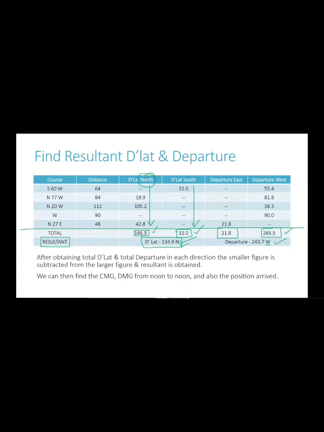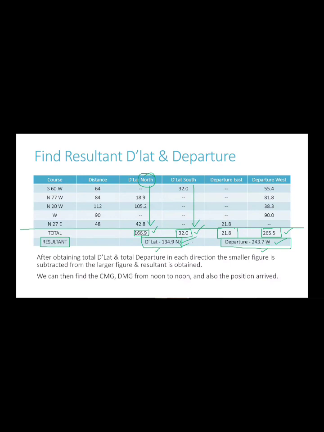तो हमारे पास ये रिजल्टेंट डीलैट और रिजल्टेंट डिपार्चर आ गए। Now, once we have these resultant DLAT and departure, we can easily calculate our final position as well as the course made good and distance made good. Okay. So अब बताओ बेटा, पहले तो DLAT और departure निकालने तक कोई डाउट आ रहा है? Resultant DLAT and resultant departure we can calculate. Yes, sir. Very good.